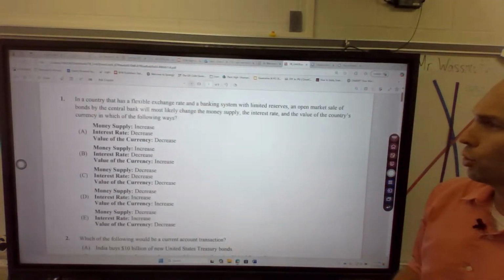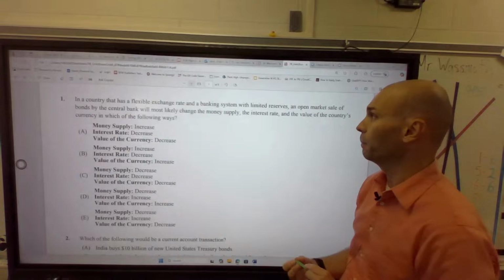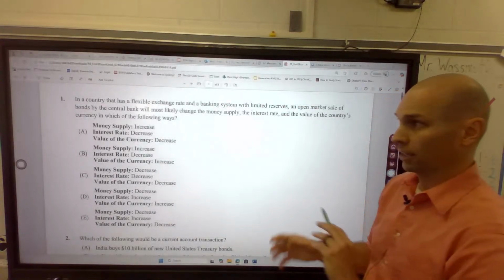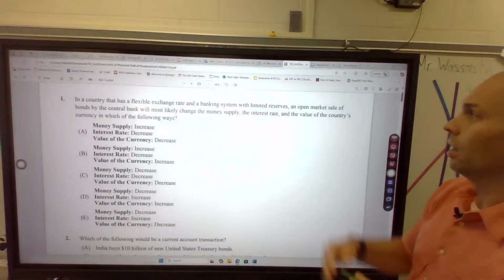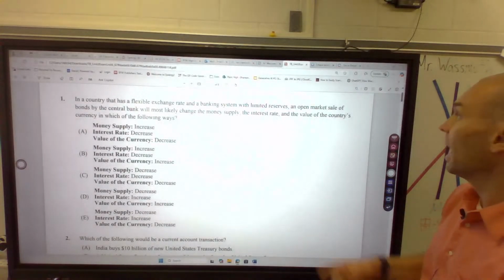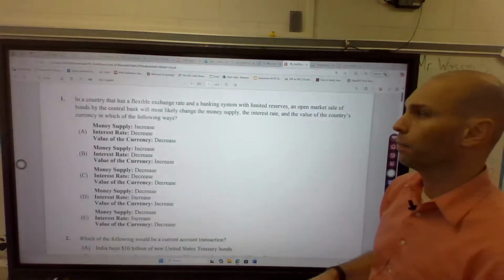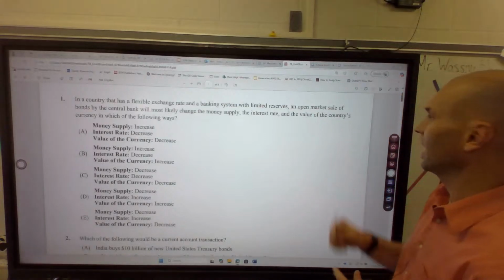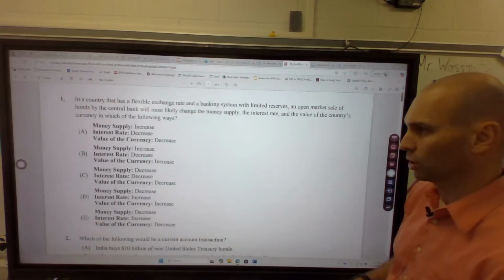And it says, in a country that has a flexible exchange rate and a banking system with limited reserves. Okay, flexible exchange rate, limited reserves regime, an open market sale of bonds by the central bank will most likely change the money supply, interest rate, and the country's value of currency in which of the following ways.